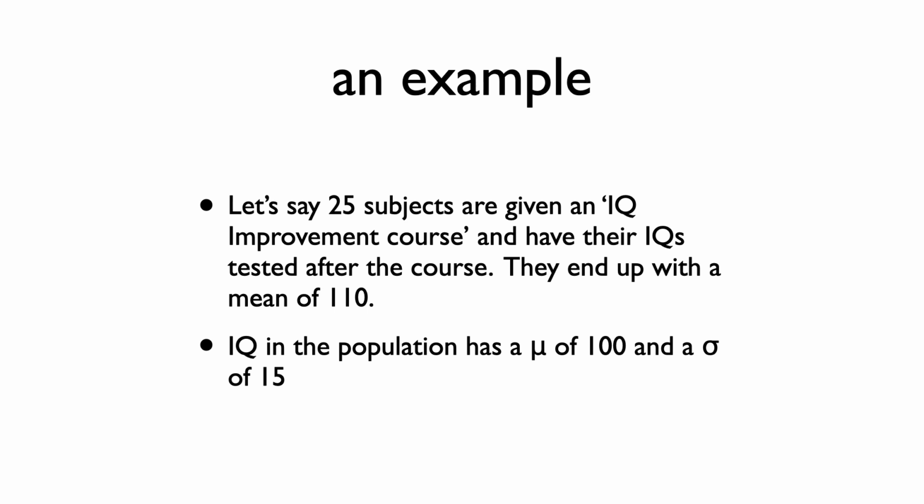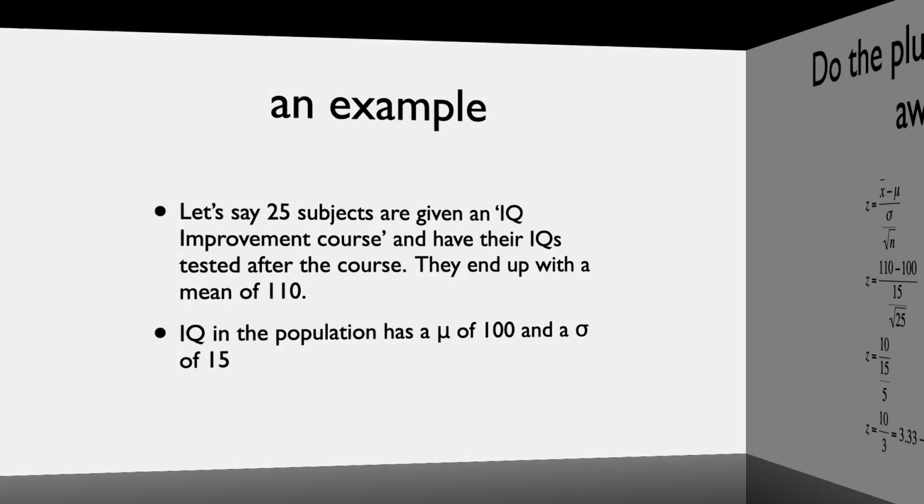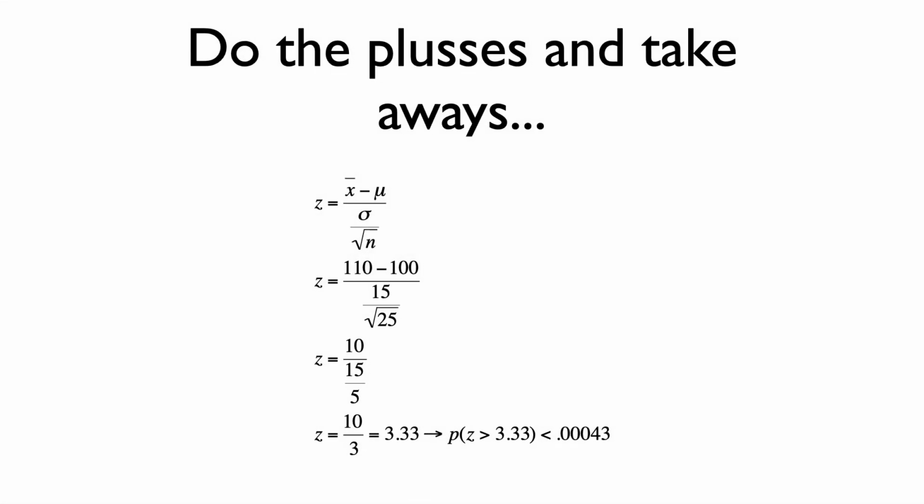All right. Okay? And so far, this is good. A small group makes it a little easier, I think, for me to tell if people are lost. Now we do some pluses and takeaways. X minus mu over sigma divided by square root of n. Sub it into the formula. Right. So we end up with 110 minus 100, that's 10, over 15 divided by 5, which is 10 over 3. Oh, it looks like, in fact, our IQ improvement course works.